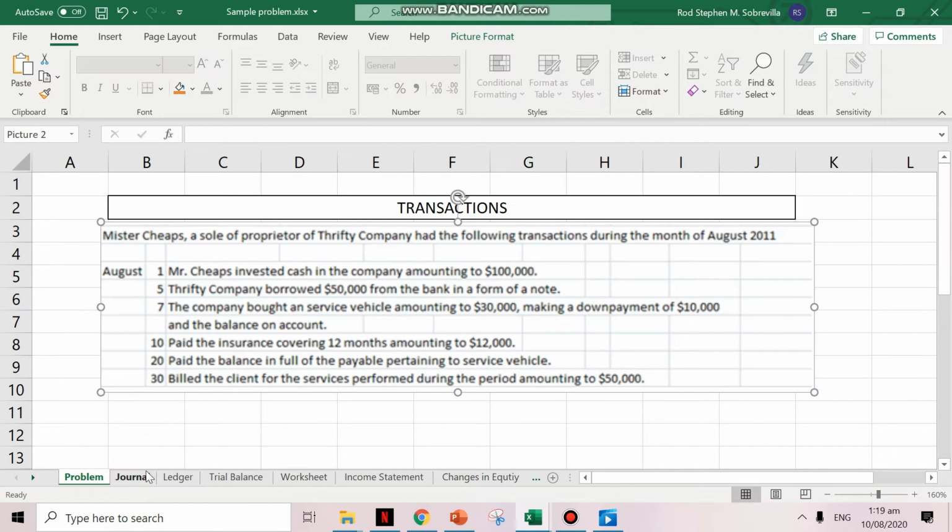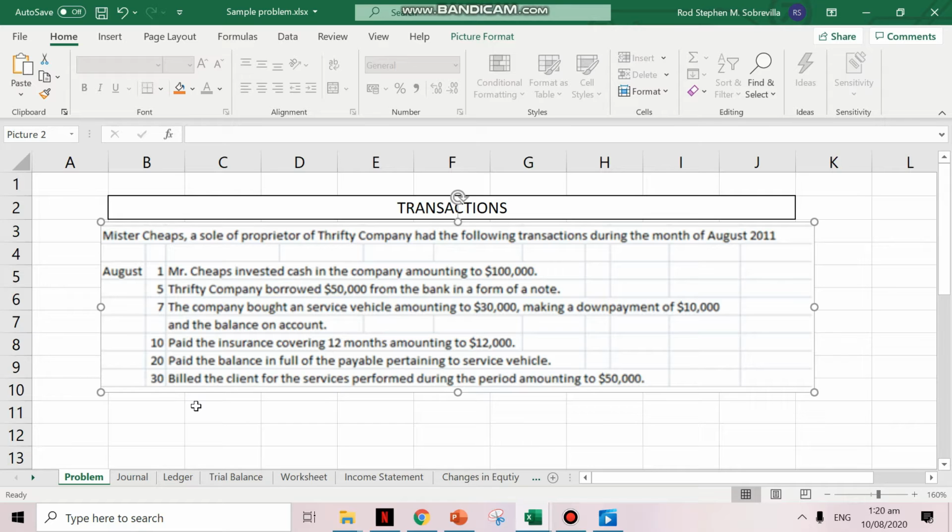And our last transaction: bill the client for the service performed during the period amounting to $50,000. So, bill. New word sa atin. Wala siya dito sa taas. So, billing is sending an invoice or anything na patunay, parang siyang receipt dun sa client natin na nag-perform tayo ng service. Ibig sabihin, pinapaalam natin sa kanila na sila ay nagkakautang sa atin.